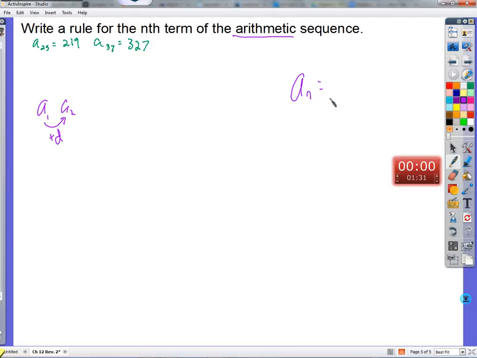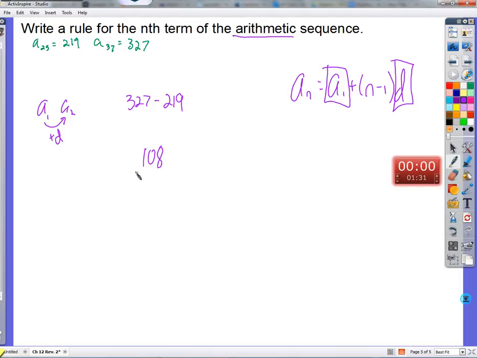To write the rule for an arithmetic sequence, remember that this is the rule for writing rules. So we need to know a sub 1, and we need to know d. Which of those can we find with this information? The 25th term is 219. We can find d. How do we find d? That's d.